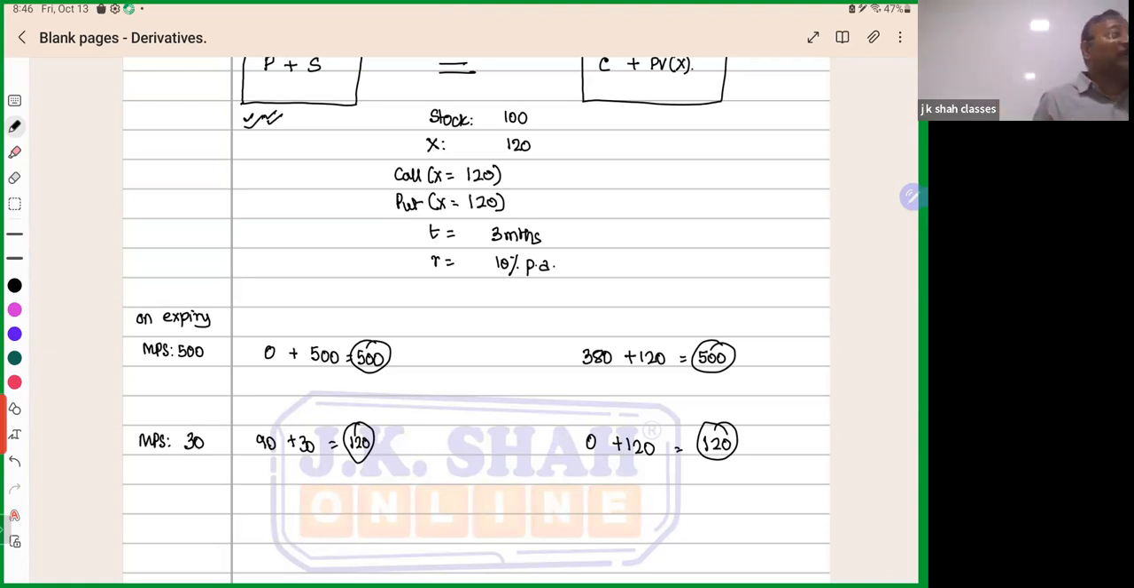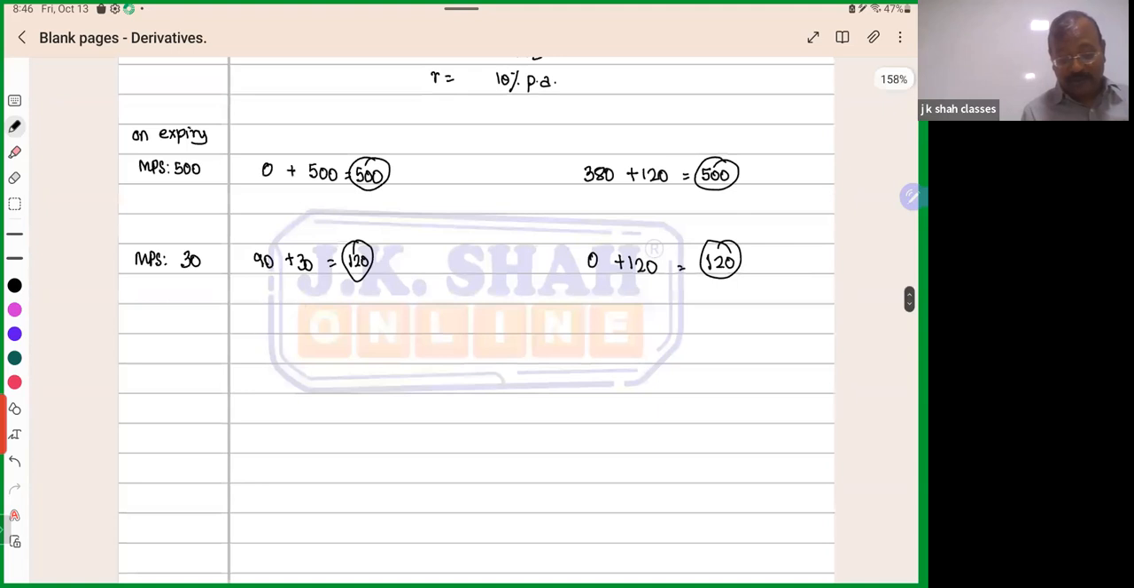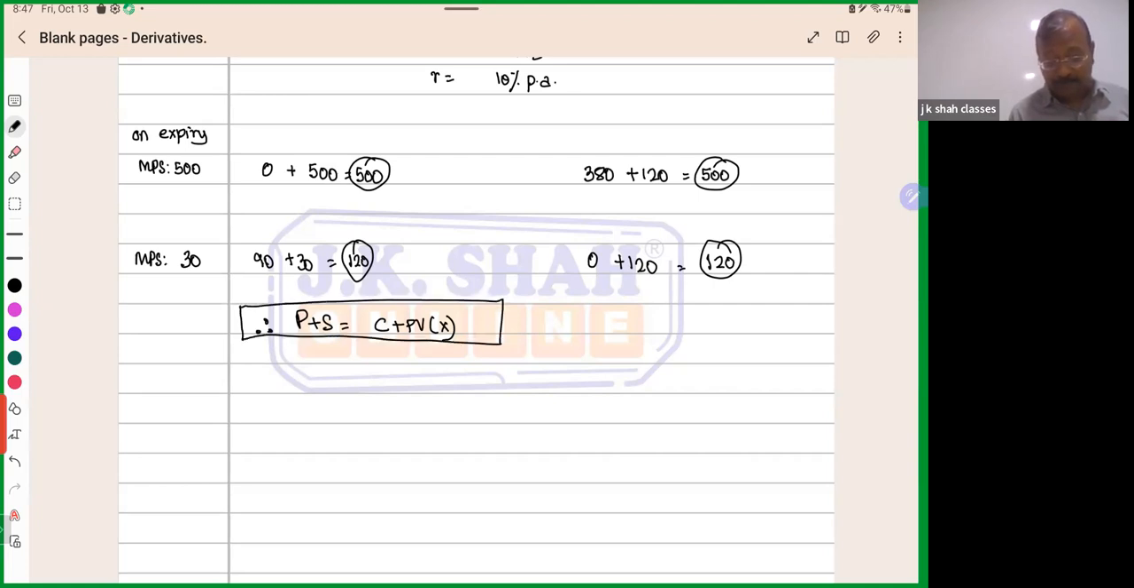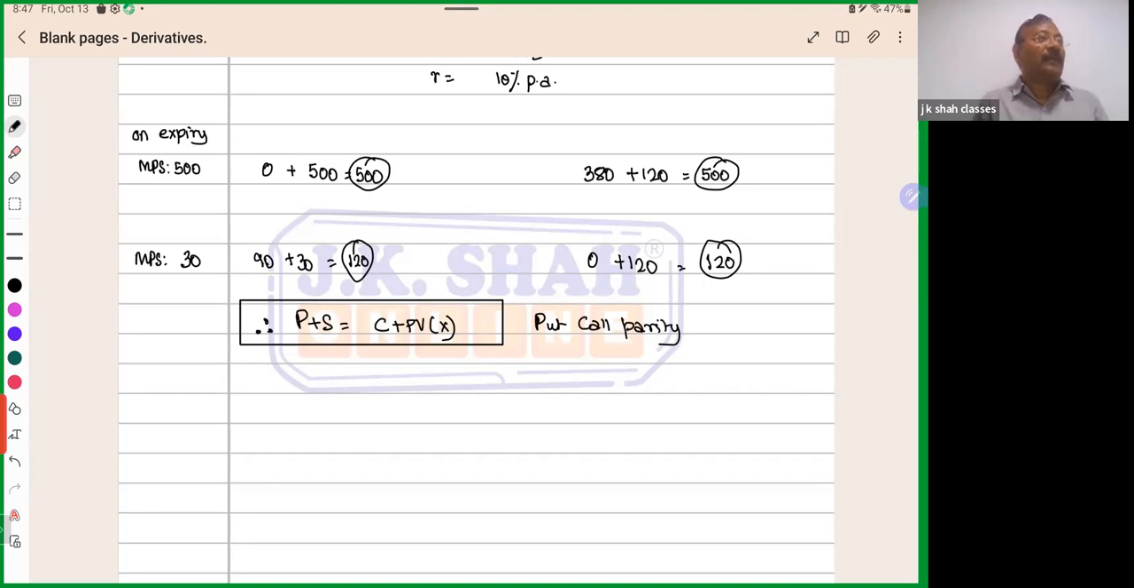Which means now you will have to accept my saying that these portfolios, therefore, P plus S must be equal to call plus PV of X today also. You remember what I told you? If two portfolios have the same expiry value, their value today must be the same. Right? Now this is what we call put call parity. P plus S must be equal to call plus PV of X.